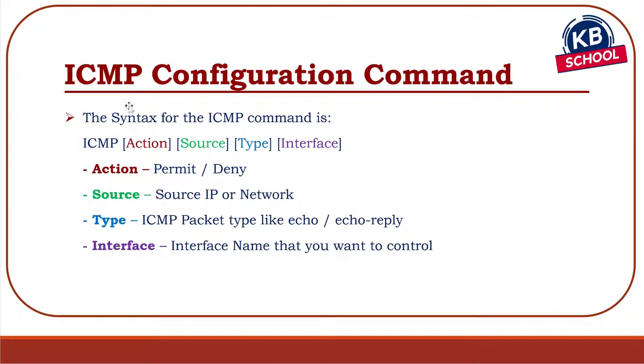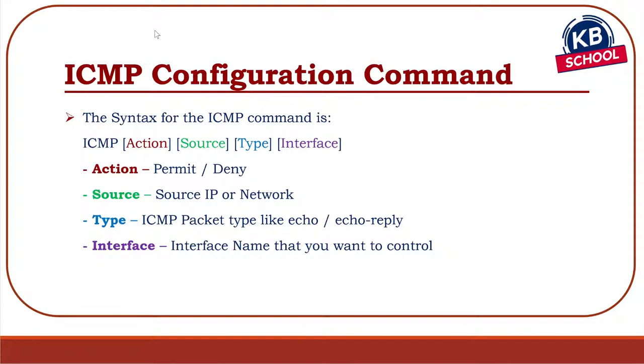What's the syntax for the command? It starts with ICMP as a command. Action is either a permit or a deny. Then the source IP address or network that you want to allow. Type, echo reply. If you don't specify, it's all packet types. And which interface do you want to apply it on?